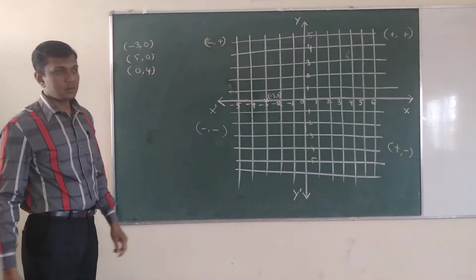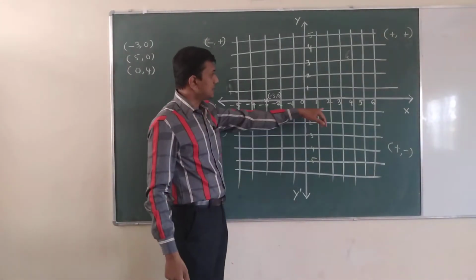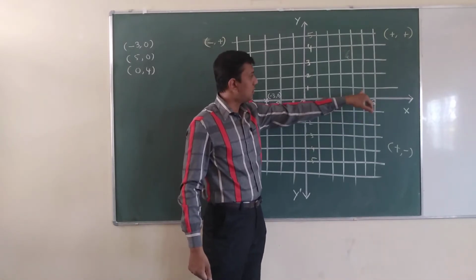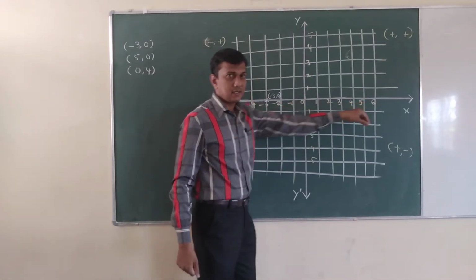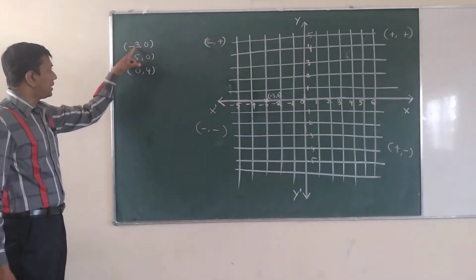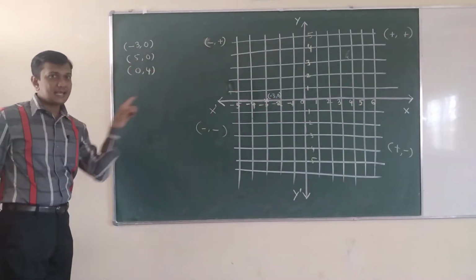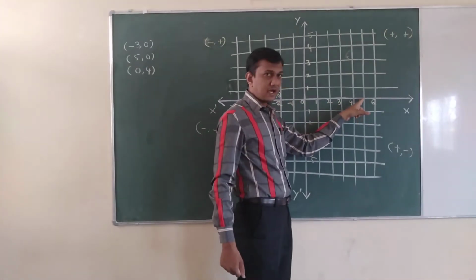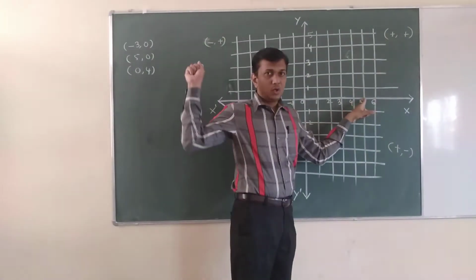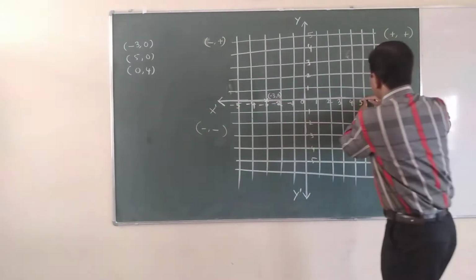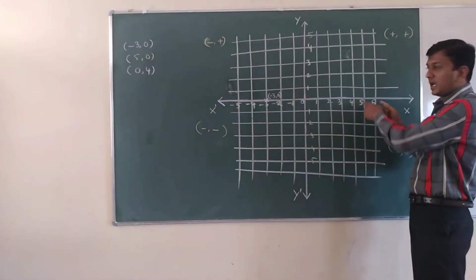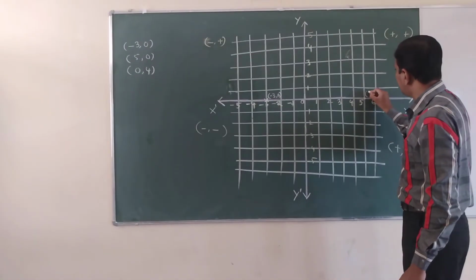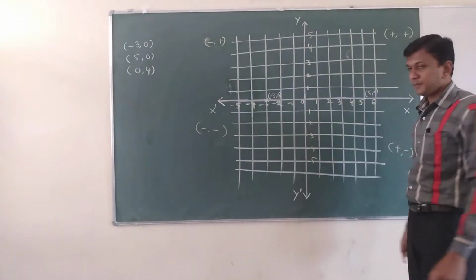5 comma 0. What is 5 comma 0? 5 on the x-axis. As I have said earlier, this particular value should be seen on the x-axis. 5 on the x-axis, that is 5 is here. 5 to 0. What is 0 distance? You are not going anywhere. There itself you have to stay. That is 5 comma 0.